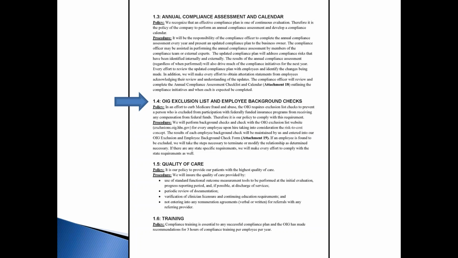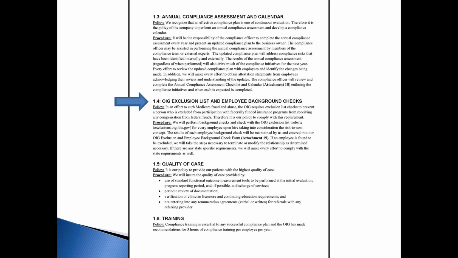Let's look at some other policies. How about the OIG exclusions list? Medicare has a website, and you can go to it. It's exclusions.oig.hhs.gov, and this is where you're going to put in your name and see if you've been excluded from the Medicare program. Hopefully your name will not appear.